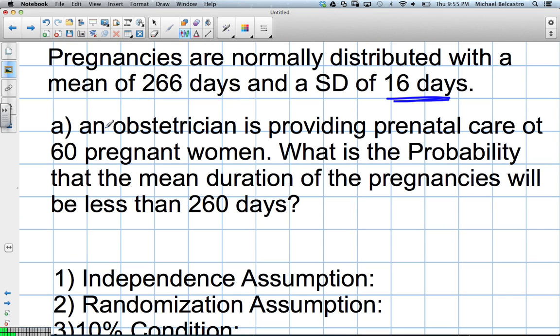Okay, here's our question. An obstetrician, which is someone who deals with pregnancies, is providing prenatal care, and that should say 60 pregnant women. Okay. What is the probability that the mean duration of the pregnancies will be less than 260 days?